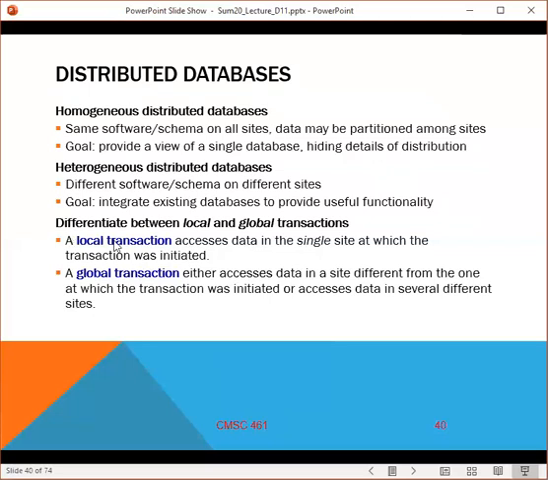Homogeneous databases are where all the hardware and software is the same. Heterogeneous distributed databases is where you can use different hardware and software, and that way you can inexpensively add to and quickly add to your network.